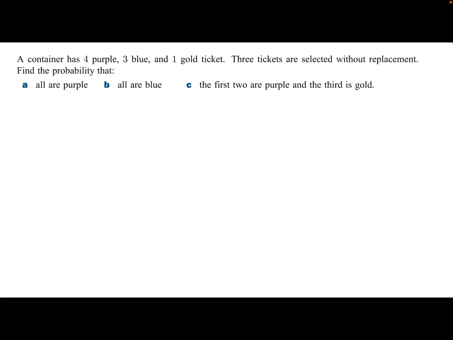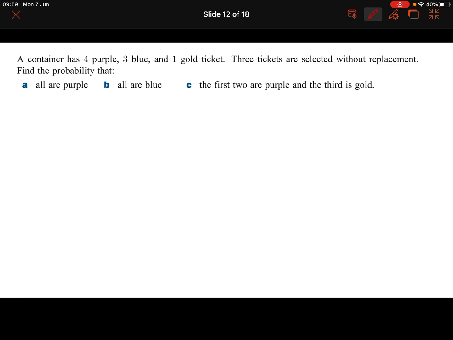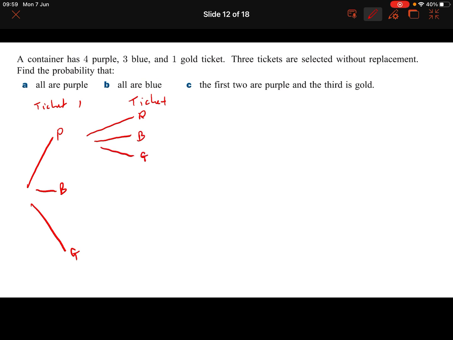And we're doing, wow, this is going to be a nightmare, this one. Let's just do it very, very carefully. What we're saying is we're picking 3 tickets, so we can pick ticket 1. And it can be purple, blue or gold. The second ticket, well, let's just think about this carefully. If the first ticket is purple, I can still pick purple, blue or gold. If the first ticket I get is blue, I can also get purple, blue or gold.